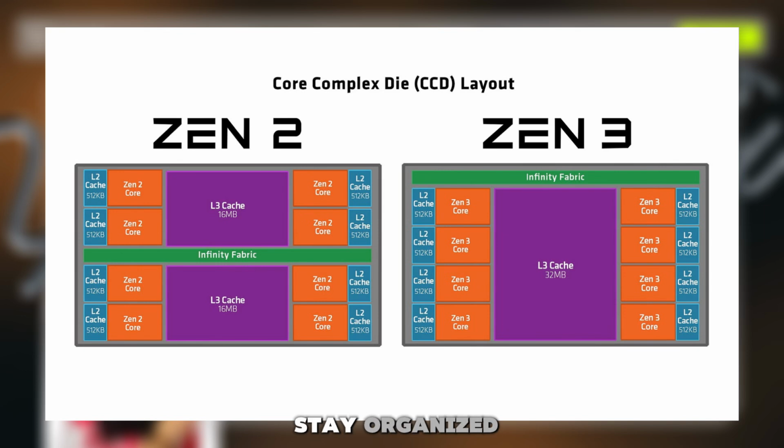But how do they stay organized? That's where shadow tags come in. Think of shadow tags as a high-speed catalog system. Instead of a core wasting time searching the whole library, it checks the shadow tags to see if a neighboring core already has the data it needs. By moving to this shared library model, AMD virtually eliminated the long-distance travel data used to have to do, which is the number one reason for the massive jump in performance we see in the Ryzen 9 5900X.